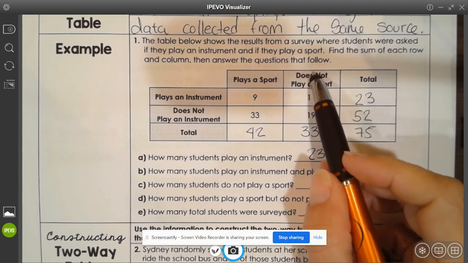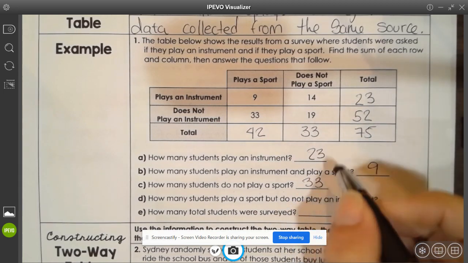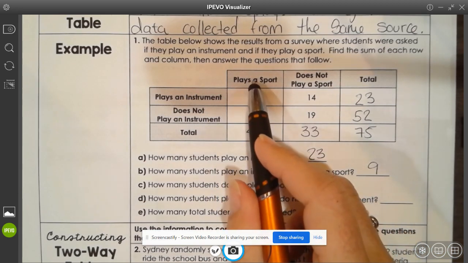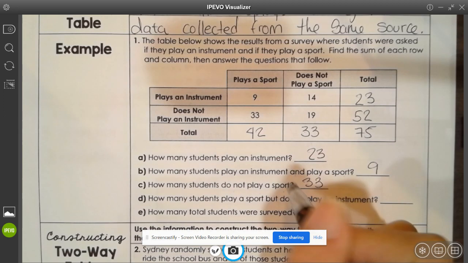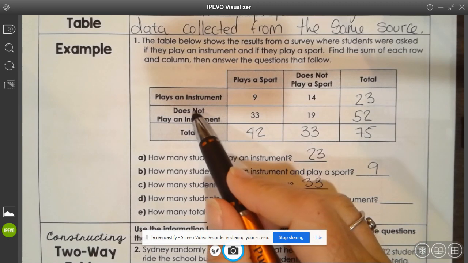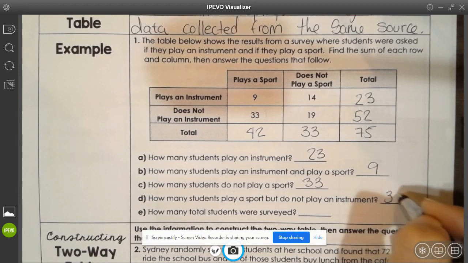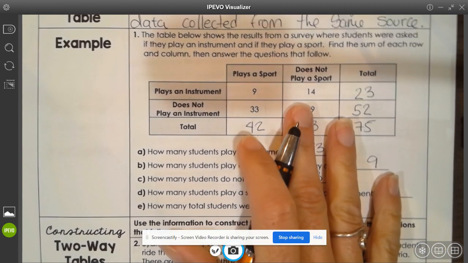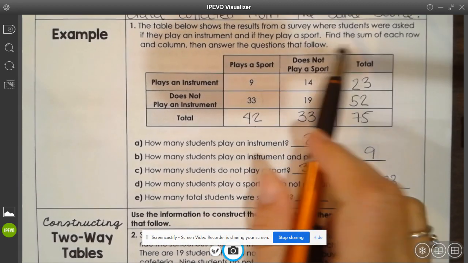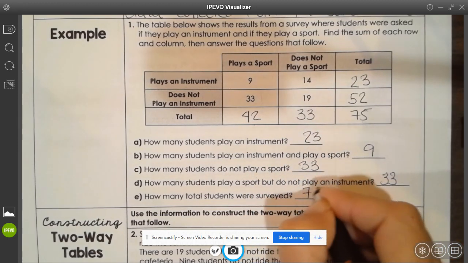How many students do not play a sport? So students that do not play a sport in total is all this column here, 33. How many students play a sport but do not play an instrument? So the students that play a sport but do not play an instrument are the students in this column right here. And then you have the ones that do not play an instrument is actually this number, 33. So you gotta look at your data here, right? Each column, each row. Next one, how many total students were surveyed? So the total students that were surveyed is this number, this big number. That's the total number of students that were surveyed.